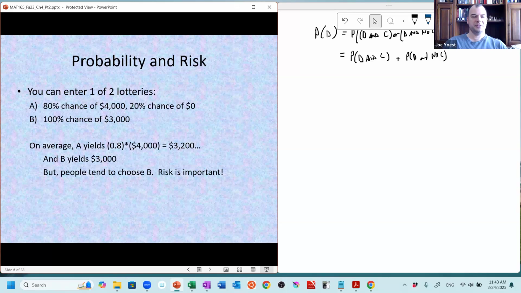Even though on average, lottery A yields more money, people tend to choose B because people tend to be risk averse. People tend to say, I'm willing to sacrifice a little bit of reward if I get a pretty significant decrease in, at the very least, perceived risk, if not actual risk. In this case, it is a decrease in actual risk as well. But when people are making investment decisions, this is a tough question, right? It's not just, well, put me in the investment that gives me the best return.